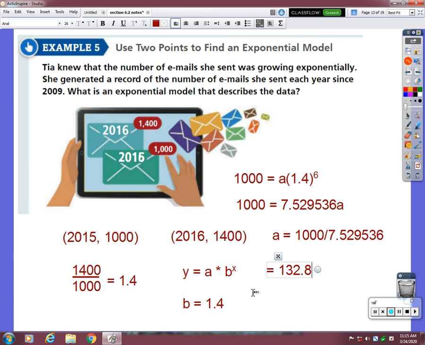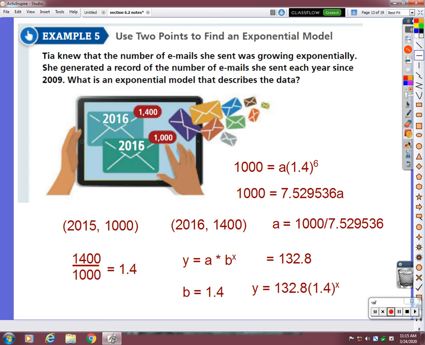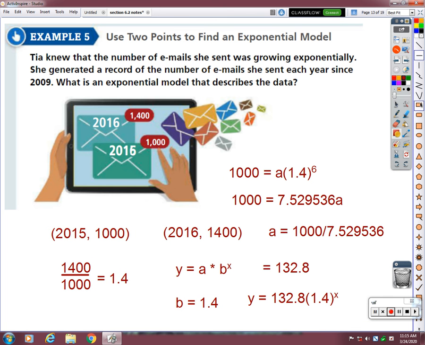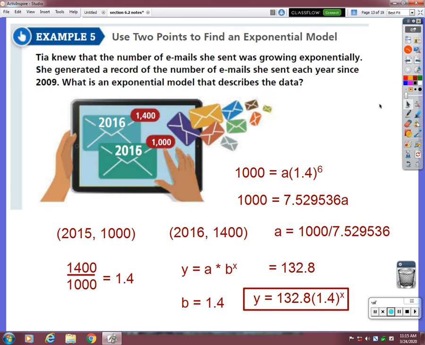Okay, so now that we know what a and b are, it's kind of getting messy here, sorry about that. Then we can write our equation, y equals a, which is 132.8, times 1.4 to the x. So this right here is our final answer.